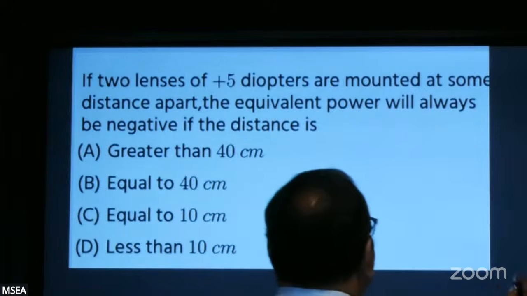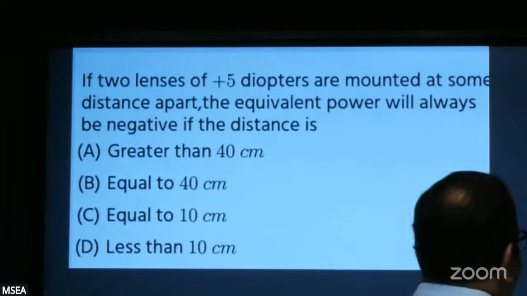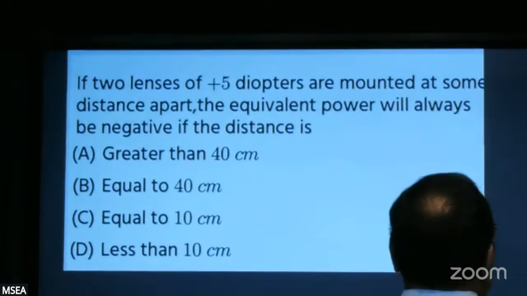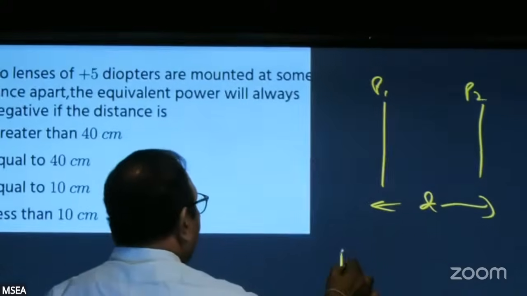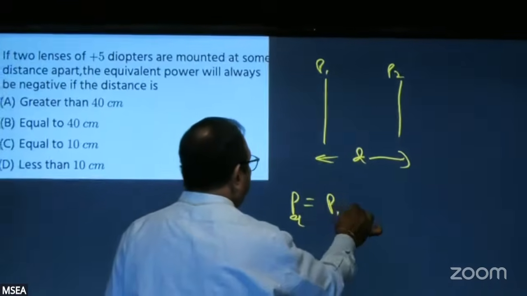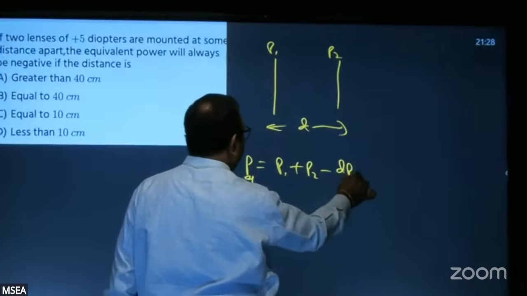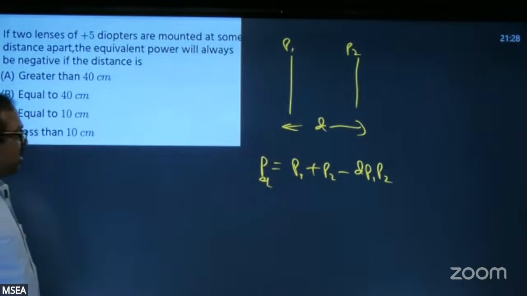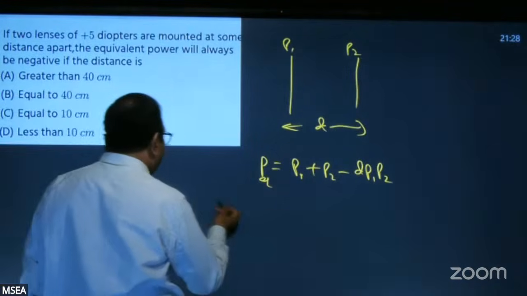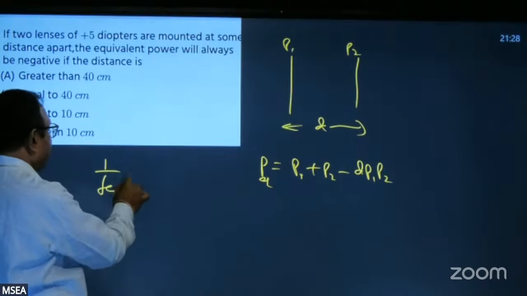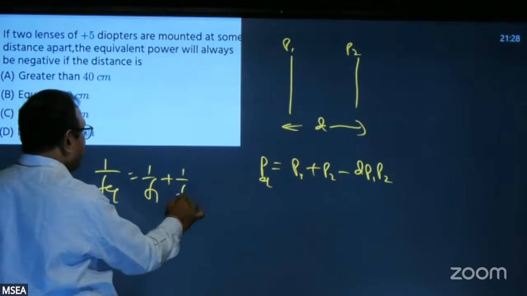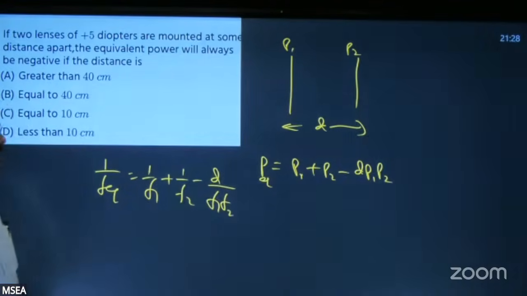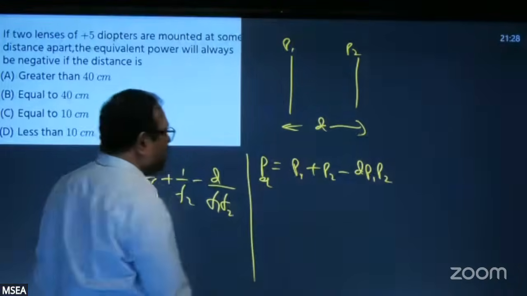We know that if two lenses, either convex or concave, are separated by a distance d, with powers P1 and P2, then the equivalent power is equal to P1 plus P2 minus d P1 P2, and d should be in meters. Even with focal length we can take 1 by F equivalent is equal to 1 by F1 plus 1 by F2 minus d by F1 F2. But as the powers are given, we can use this.